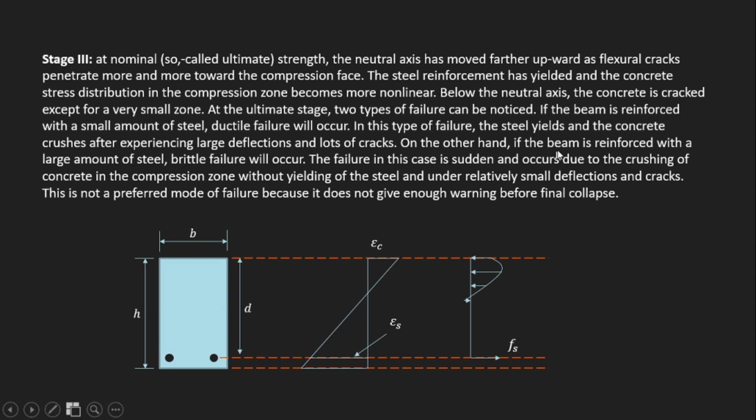And second, if the beam is reinforced with a large amount of steel, so if we put a lot of steel in our beam, brittle failure will occur. In this case, our concrete will crush first at the top area or the top compression face, without yielding of the steel, meaning the yield strength of the steel is not yet reached, and under relatively small deflection and cracks.